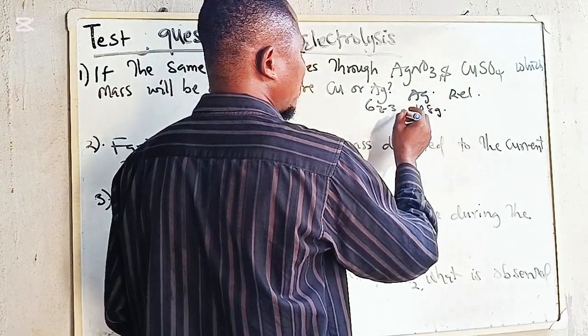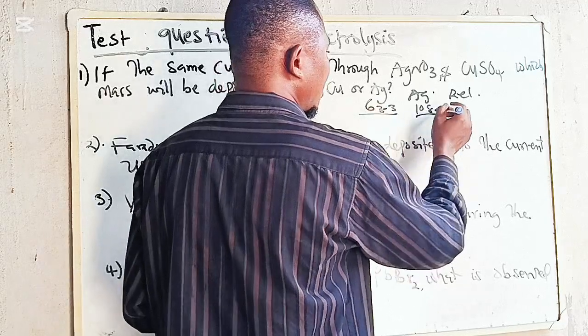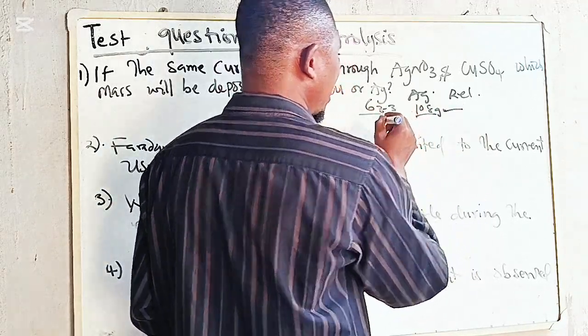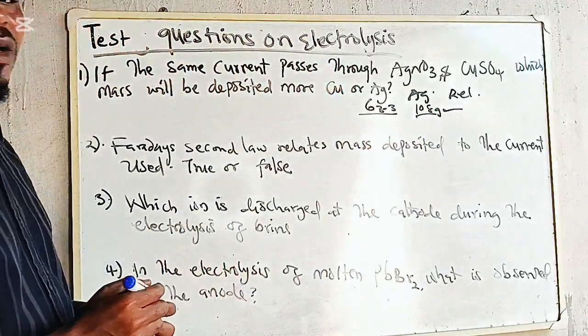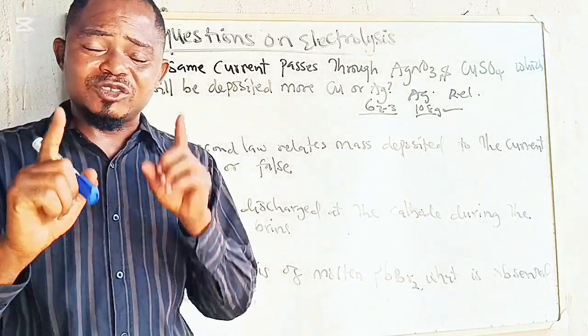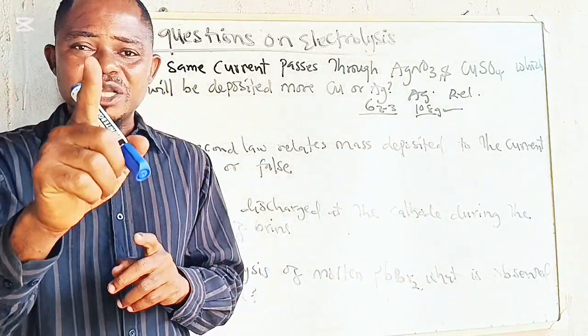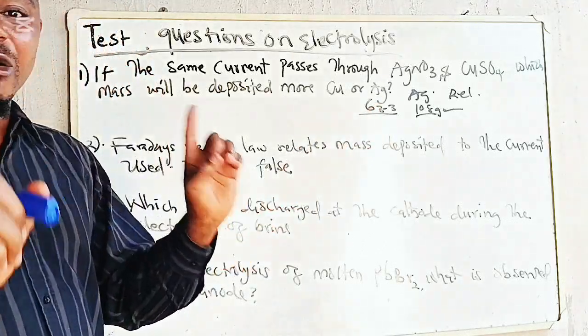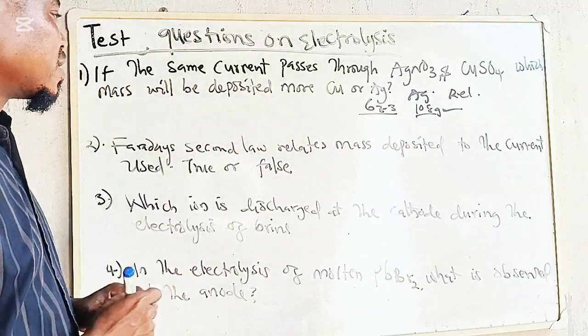Therefore, 108 grams is higher than 63. Therefore, silver will be deposited more than copper. Silver is the correct answer. If you picked silver, then you have the correct answer. And you must know the reason. It shouldn't be just guesswork. Make sure you know the reason, and that is because of equivalent weight. Now let's proceed to the next question.